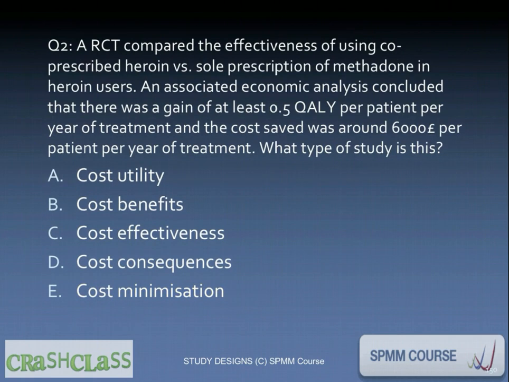Question 2. An RCT compared the effectiveness of using co-prescribed heroin versus sole prescription of methadone in heroin users. An associated economic analysis concluded that there was a gain of at least 0.5 QALY per patient per year of treatment, and the cost saved was around £6,000 per patient per year of treatment. What type of study is this? So you're measuring input in terms of money, pounds, output in terms of QALY. So what is this? This is a cost utility analysis.